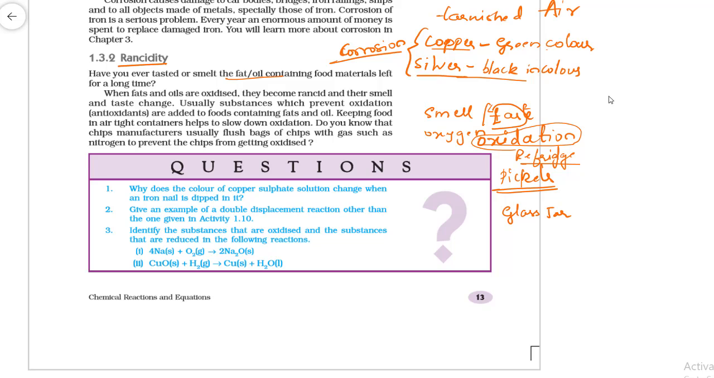They gave a chips example here. Usually the chips which you eat are flushed with nitrogen gas. The air which you see in the chips pack is nothing but what? Nitrogen it is. That's the reason why the chips packets are filled with nitrogen.